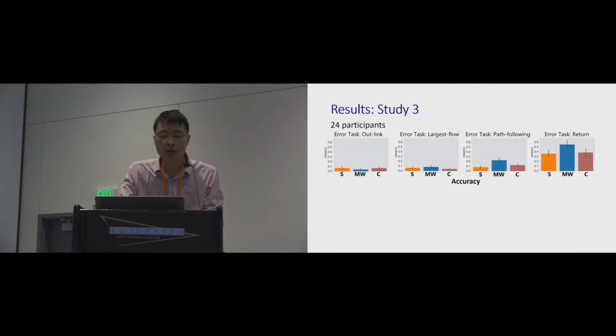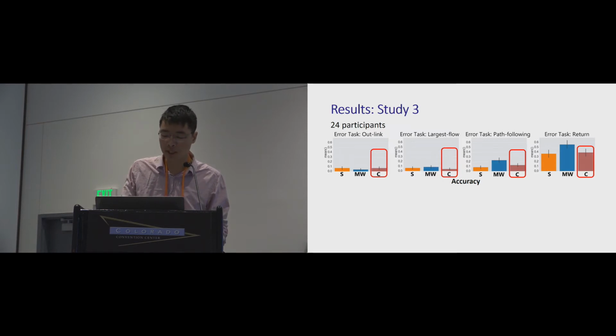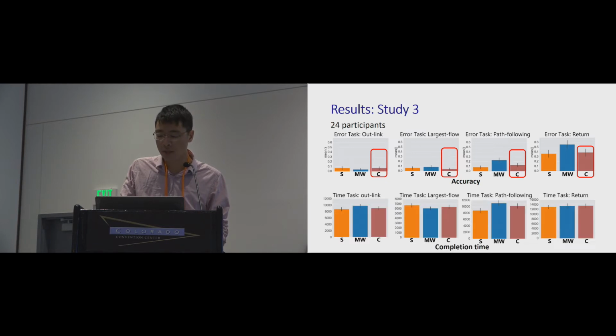So in study 3, we recruited 24 participants. For accuracy, combined views are the same with best performance in most tasks. In terms of completion time, combined views are faster than the worst performance, but slower than the best performance in all the tasks.